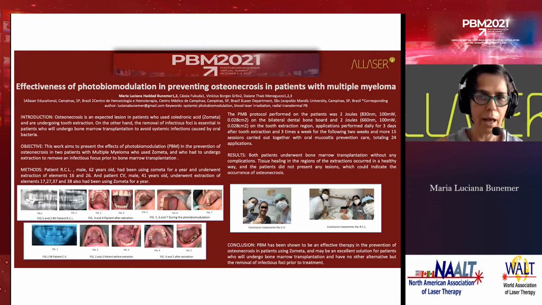Both patients had no complications during and after bone marrow transplantation. The tissue healing in the regions of the extraction occurred without osteonecrosis. PBM has been shown to be an effective therapy in the prevention of osteonecrosis in patients using Zometa, and it can be an excellent solution for patients who will undergo bone marrow transplantation and need dental extractions before treatment.